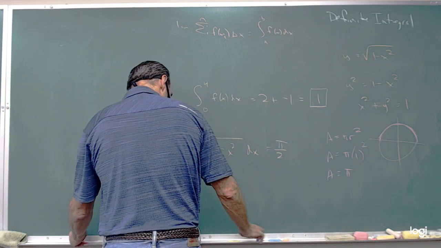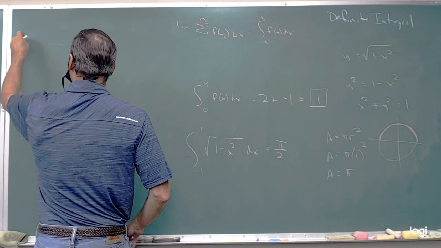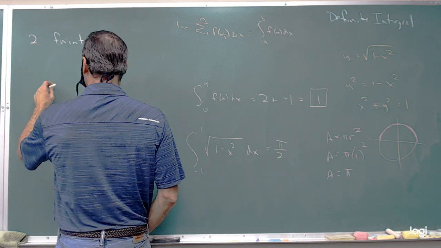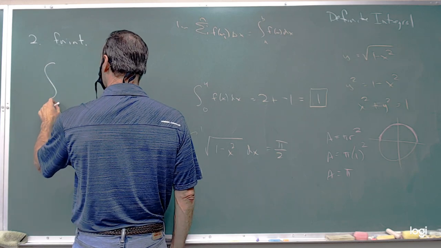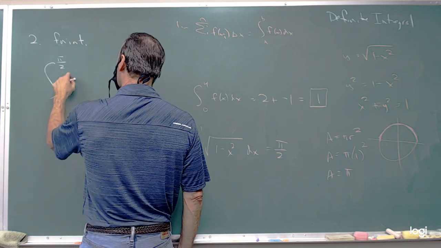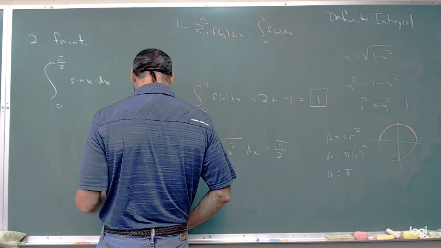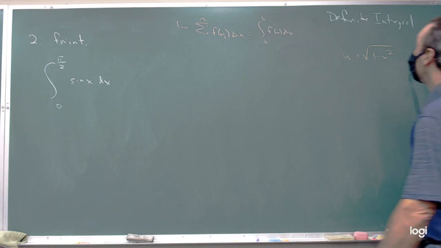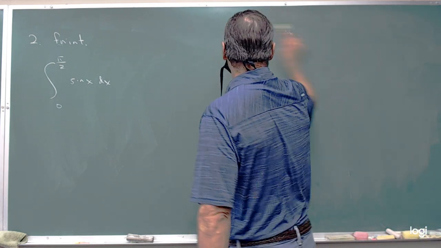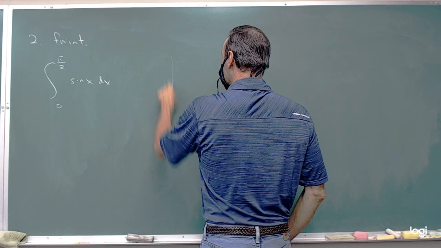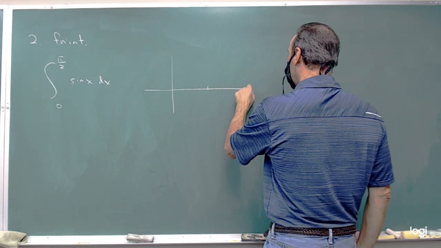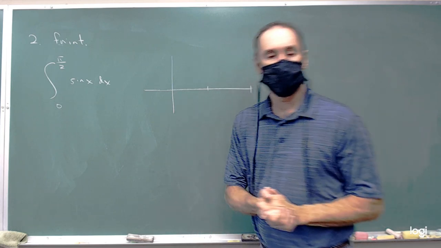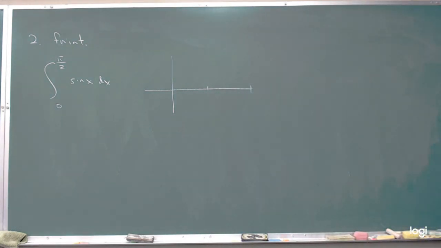Okay. So the second way, I think you'll like, is that we're going to use our calculator. Method 2, I'm going to refer to it as fnInt, function integrate. So let's do, say, the integral from 0 to pi over 2 of sine x dx. Just for the background, I want to do this a couple ways. I'm going to show you first the graph. This is pretty cool.